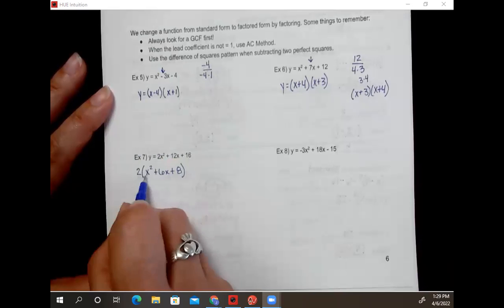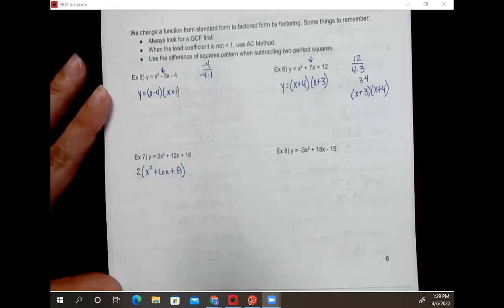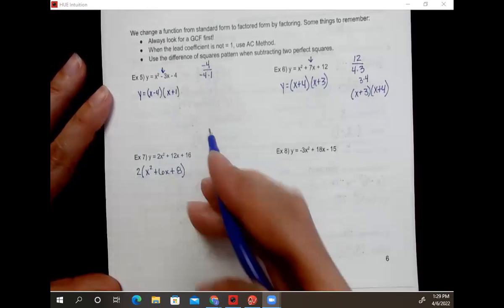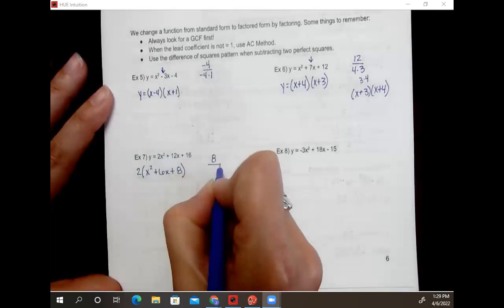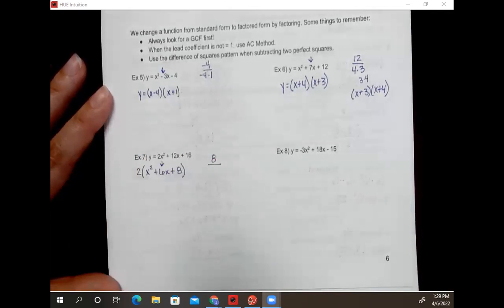Now, what I have in parentheses has a lead coefficient of 1, so I could treat it just like we did 5 and 6. So I want factors of 8 that add to 6.